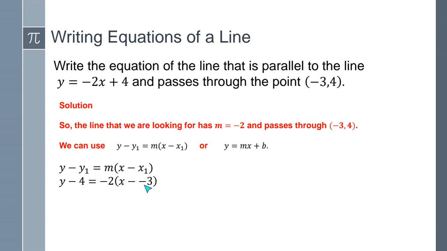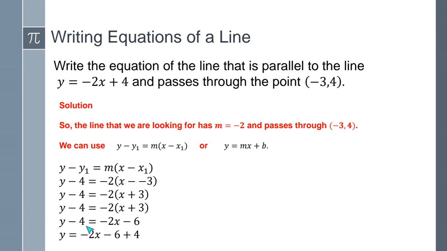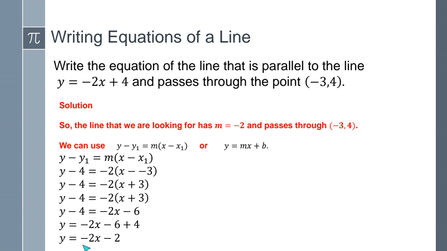If we simplify, negative negative here is positive 3. Then we distribute the negative 2. Negative 2 times x is negative 2x, and negative 2 times 3 is negative 6. Then we add 4 on both sides, so we get y equals negative 2x minus 6 plus 4, which is y equals negative 2x minus 2. So that's going to be our equation of the line that is parallel to that other line.